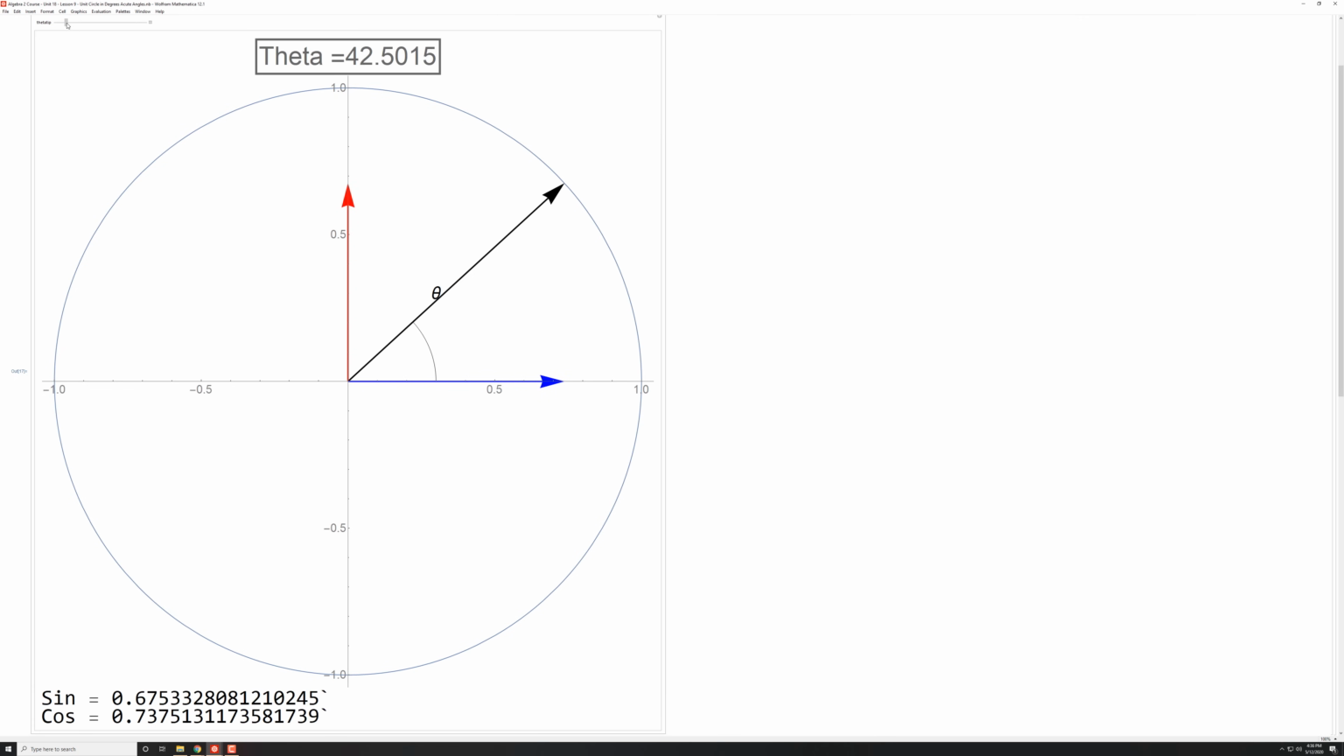So as I increase the value of theta, notice the red arrow is getting bigger. The sine is getting bigger because as the angle theta gets bigger, the projection on the y-axis gets bigger and bigger.